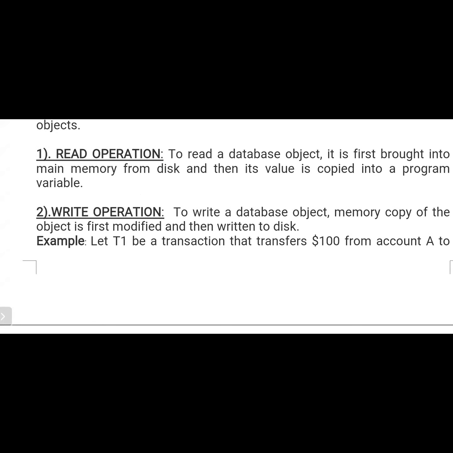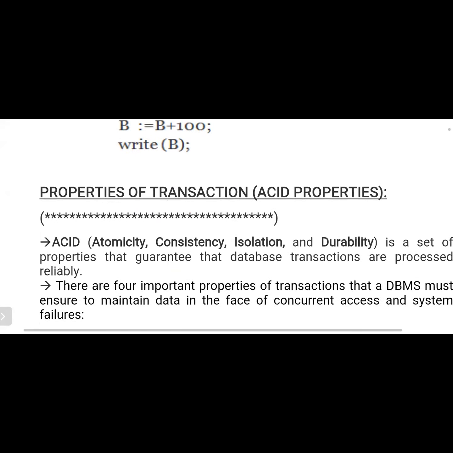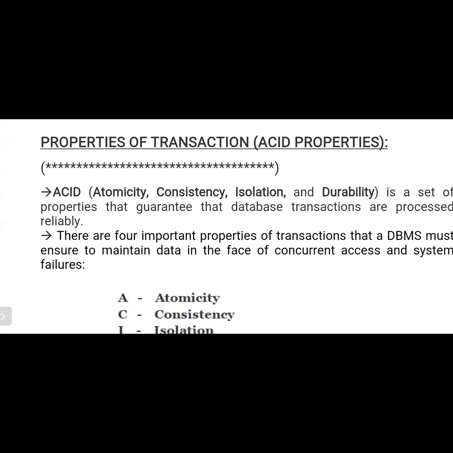Okay. Next one is the write operation. To write a database object, the memory copy of the object is first modified and then written to the disk. That means we perform some modifications on the data and that is written to the disk. So here we are saving the changes, which is possible only after using commit. Once we perform the commit, those changes are saved in the disk. In the last class we also discussed this.